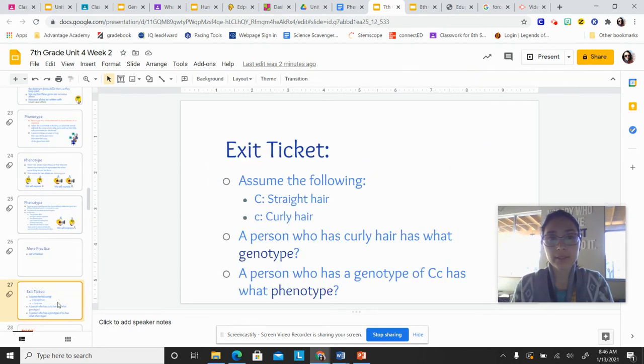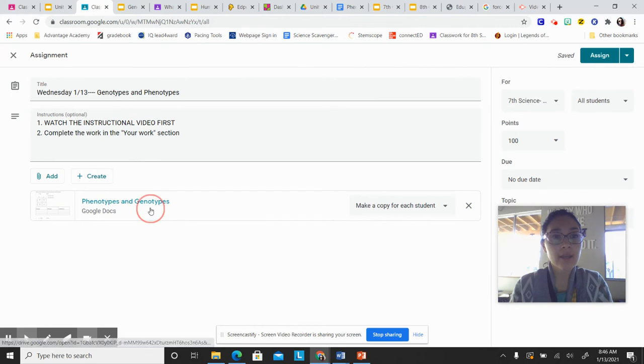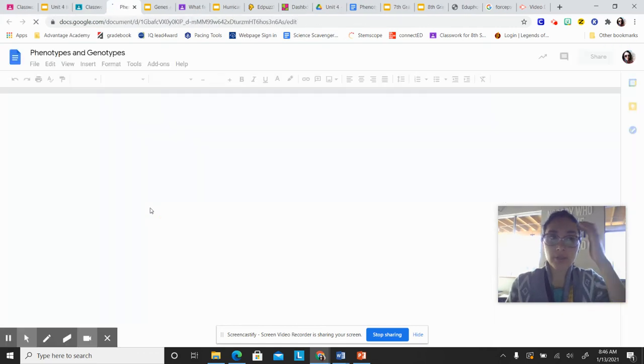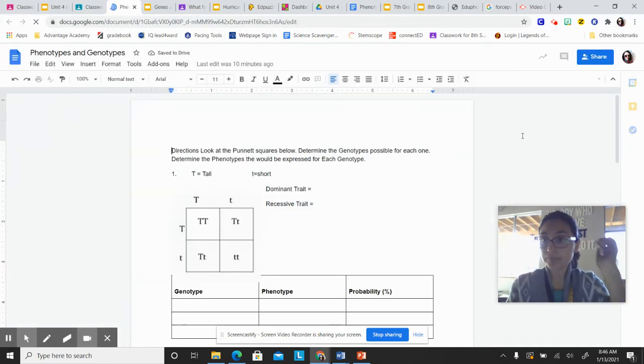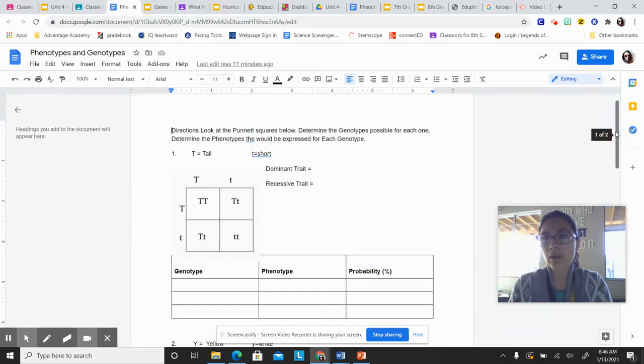So let's practice. Hope that's your exit ticket. Okay. For those of you that are in my classroom, this is your assignment for today. Let me just make sure you guys know how to do that. Okay, so the directions here, and those of you that aren't in my class and don't have this, it's still a good idea to go ahead and watch so that you know what I'm talking about.